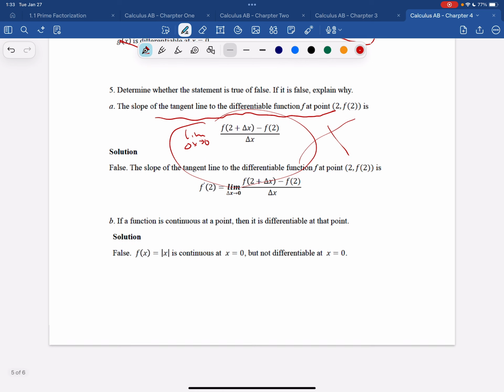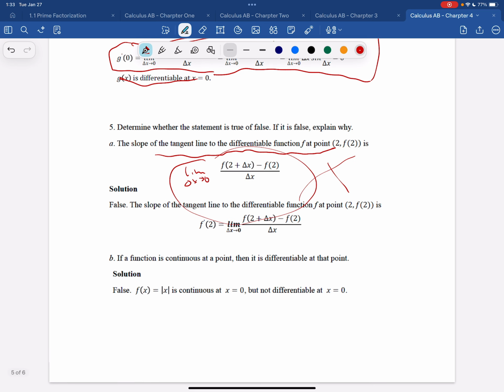Okay, for B: if the function is continuous at a point, then it is differentiable at that point. Again, this is wrong, because if it's differentiable, then it is continuous, not if it's continuous, then it's differentiable.